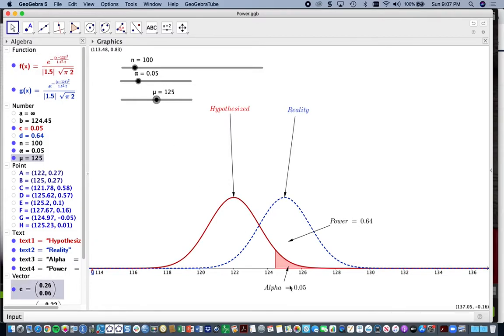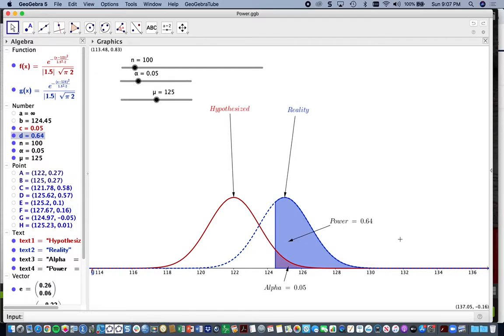Okay, now we want to know what's the probability that we're going to get a value that's out here in the rejection region. So we want to calculate the probability of being to the right of 124.45 on the blue graph. If I find that, it tells me that the power of this test is about 64%. Okay, so the power of this test is 64%.